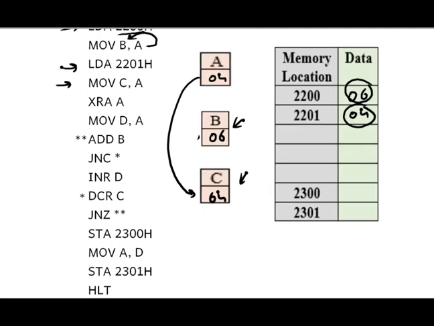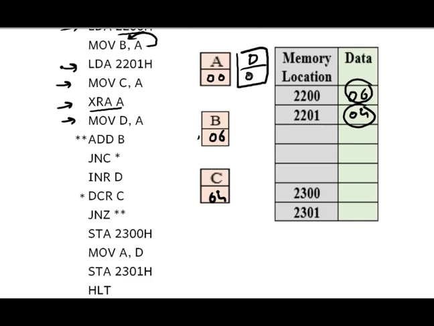Then the next step is XRA A. Of course we know this XRA A clears the contents of register A. Whatever is in register A gets cleared with this instruction, making it 00. Then we move the same contents of A, that is 00, into register D. I'll just draw register D here. I forgot to mention it. So register D also becomes 00.